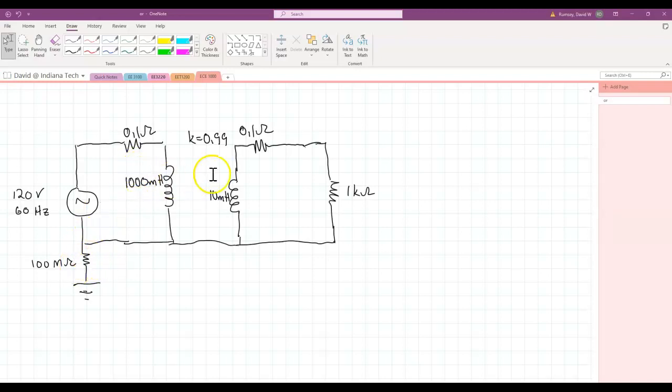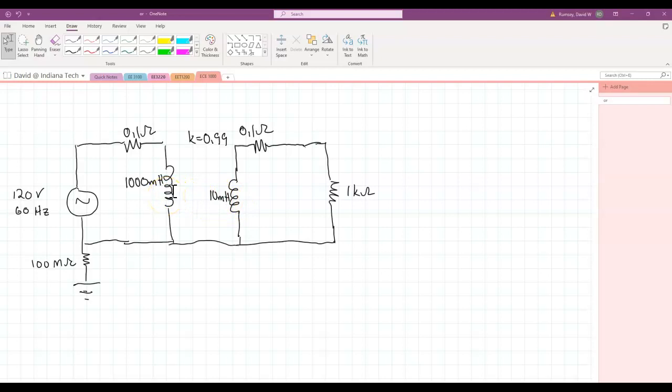All right, so what do we got going on here? Well, first off, we have two inductors, which are actually very large inductors, 1,000 millihenry and 10 millihenry, and then we have this K of 0.99. That means these two inductors are coupled together.